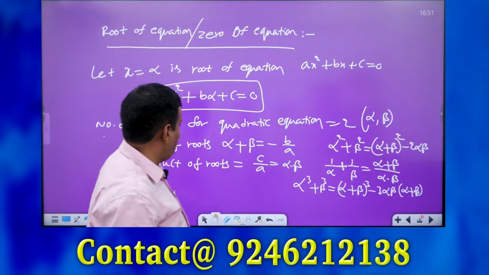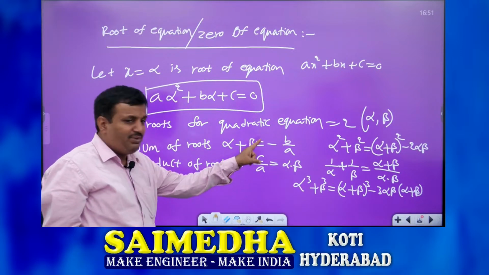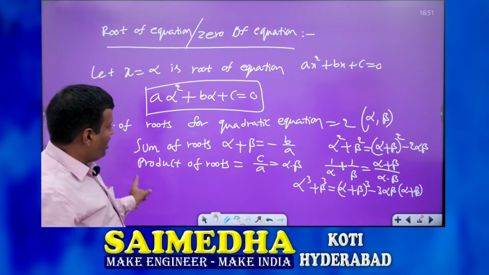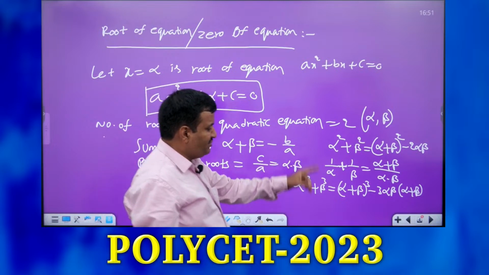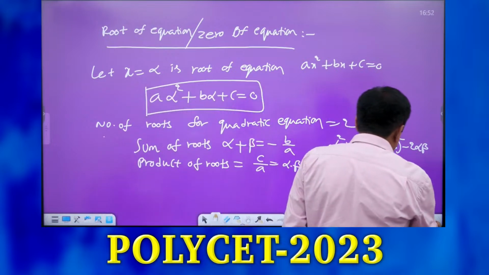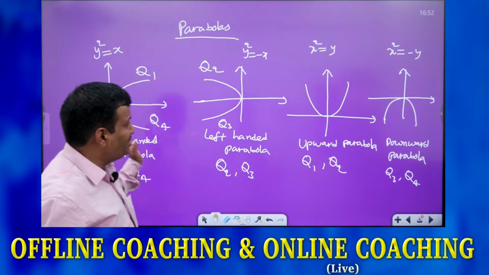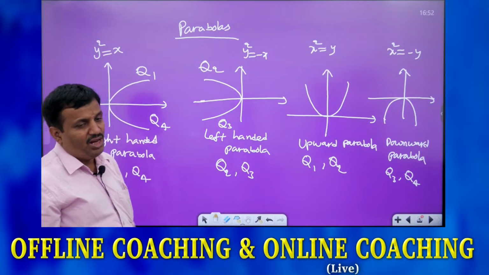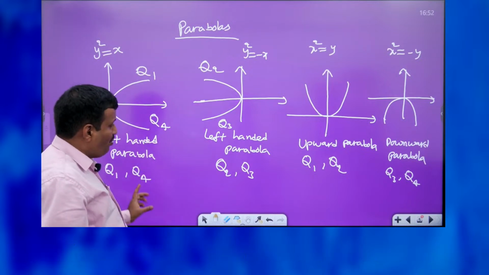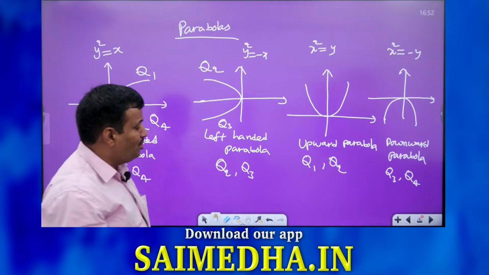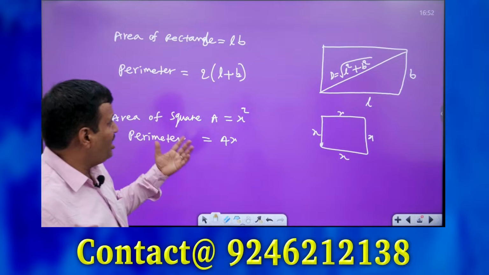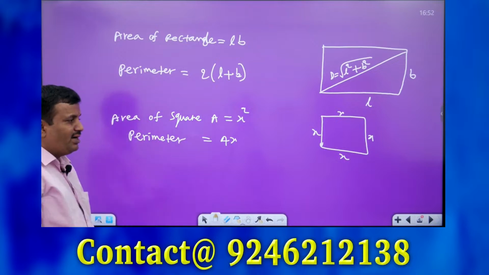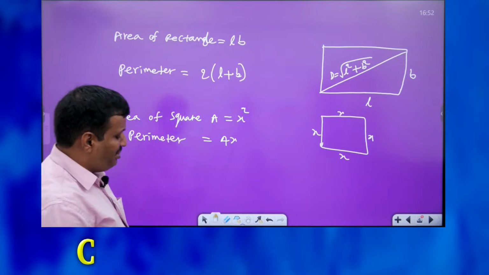What are the standard notations? Alpha and beta. Sum of the roots formula: alpha plus beta is minus b by a. Product of the roots: alpha into beta is c by a. And also remember all these formulas. And then next important standard curves here, parabolas, 4 types of parabolas, and which quadrants these curves occupy, that's also very, very important. And coming to important formulas related to the rectangle and the square, remember all of them.